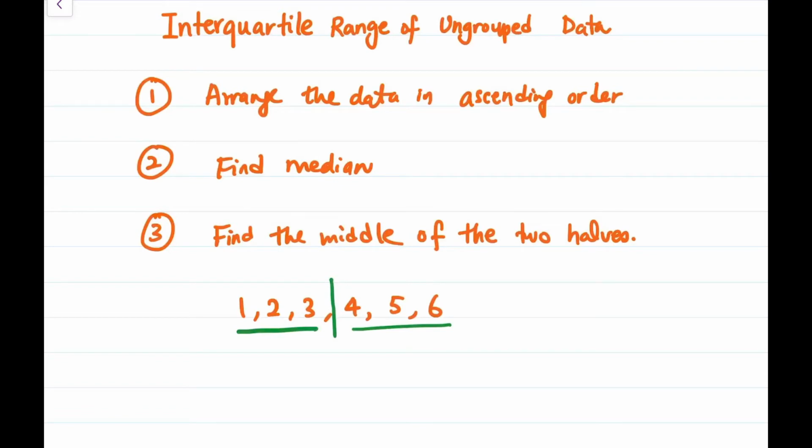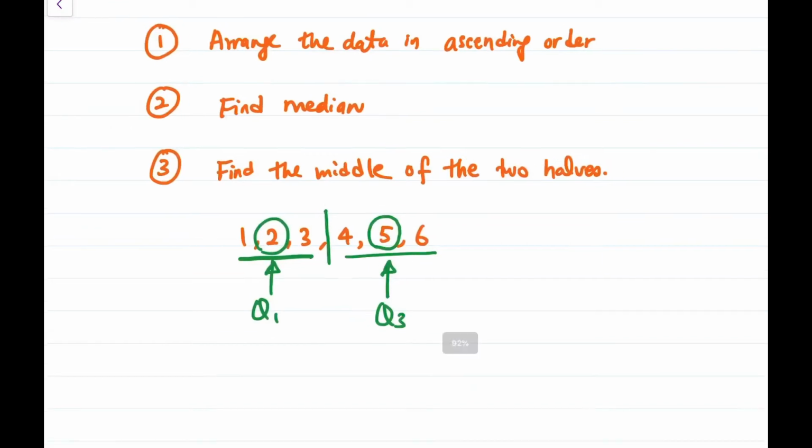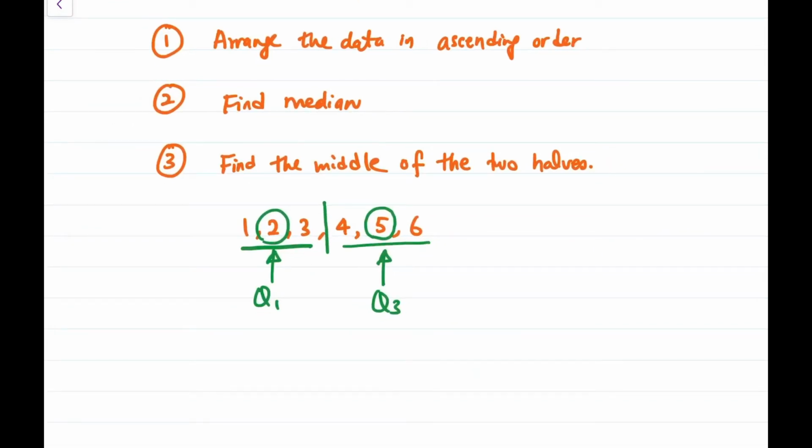So what you do is you find the middle data of these halves, which is the third step, which in the first half is 2 and in the second half is 5. The middle of the first half is called Q1 or the first quartile, and the middle of the second half is called Q3, the third quartile. And the interquartile range is the third quartile minus the first quartile, which is Q3 minus Q1. So in this case, the interquartile range, which I'm going to write as IQR, is 5 minus 2, which is 3.